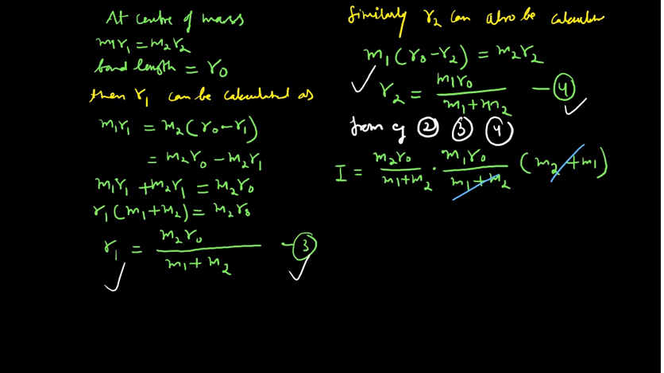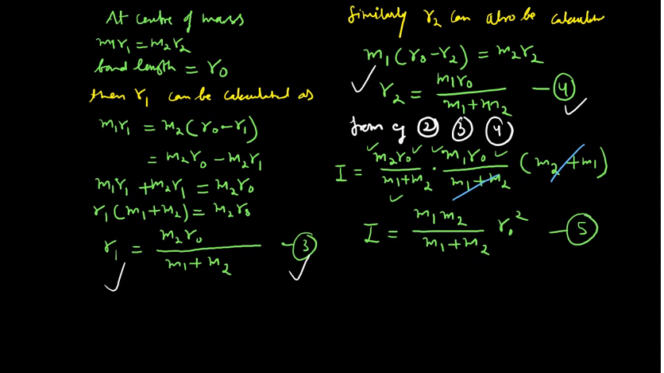Okay. So in that case you see here, what would be the I in that case? So your I would be equals to, if you solve properly this one, M1 multiplied by M2. So this was M2, this was M1. Okay. Divided by, you left with only M1 plus M2, and R0 is here, R0 is here, you are multiplying them, that means R0 square. Say this is the equation number 5. Okay. And this equation is very, very important.